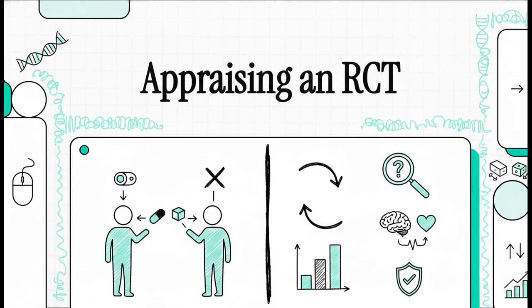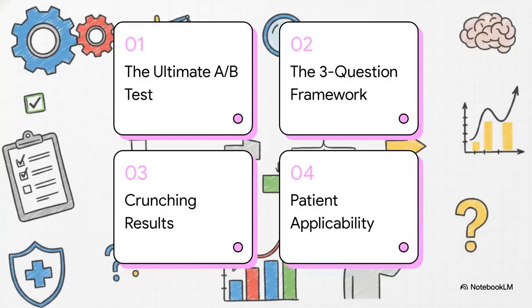We're going to strip away all that dense medical jargon and just look at the raw logic of how clinical evidence is actually evaluated. Okay, let's dive right into this. We've got a really clear, four-step roadmap today for reverse engineering a clinical trial. First, the ultimate A/B test. Then, the three-question framework. After that, we'll be crunching the trial results, and finally, your patient and applicability.